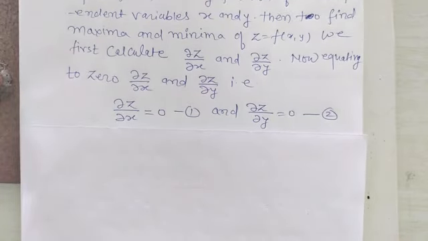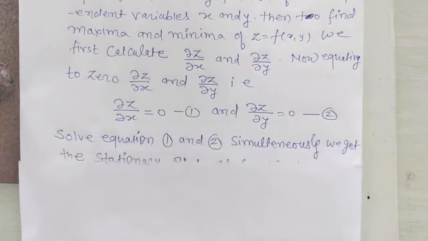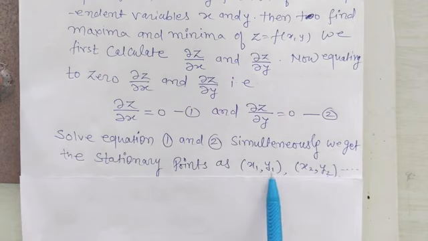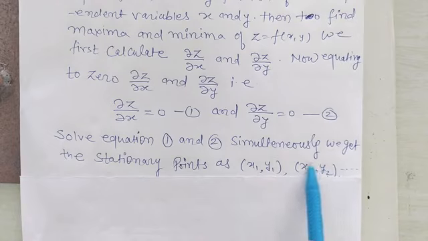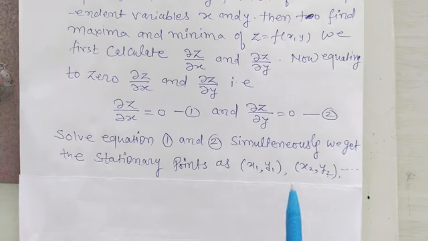Since we have a two variable function, we get the stationary points in the form of ordered pairs: (x1, y1) is the first stationary point, (x2, y2) is the second stationary point, and so on. These are the stationary points we obtain by solving the first and second equations simultaneously.